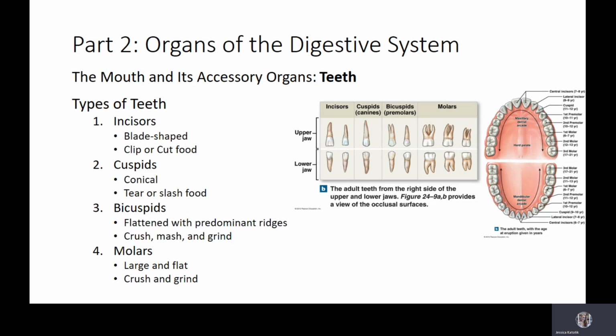The first type of teeth are going to be called the incisors. These are going to be blade-like structures, and their major job is for clipping or cutting food. So imagine you're eating a sandwich or something, and you want to take a nice bite off of it. You're going to use your incisors to cut the food, almost like scissors, so that you can take a nice bite of that. Or imagine you're biting into an apple. You're going to use your incisors to cut into that apple.